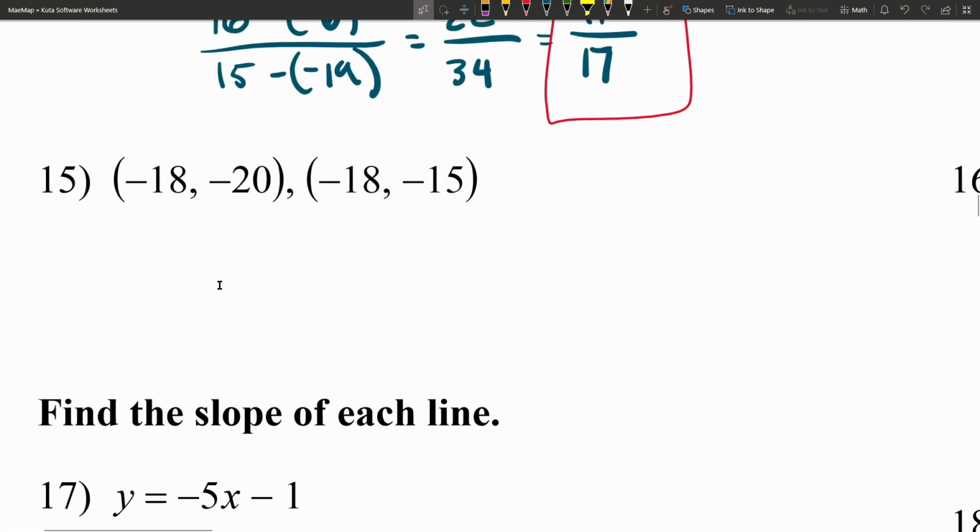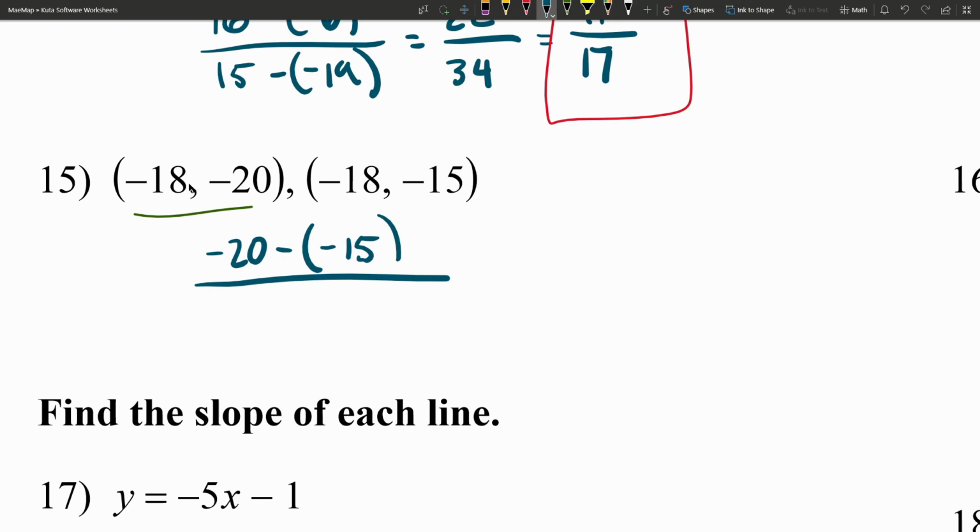For number 15, starting with this coordinate here, we're going to have the y value of negative 20 minus the y value of our other coordinate of negative 15. And we're going to divide that by our x value of the first coordinate, negative 18, minus the x value of our other coordinate, negative 18.